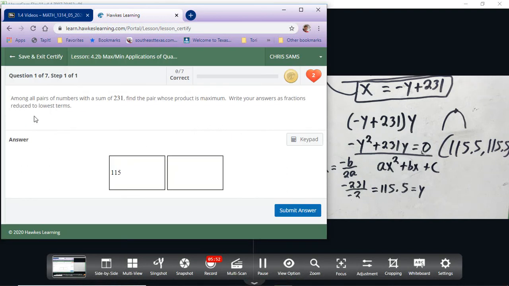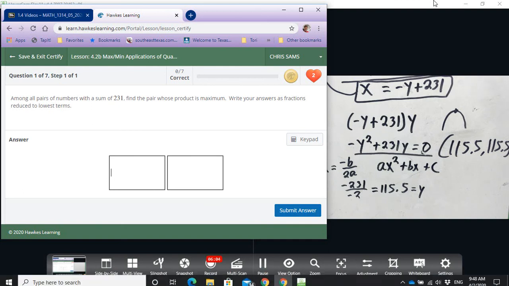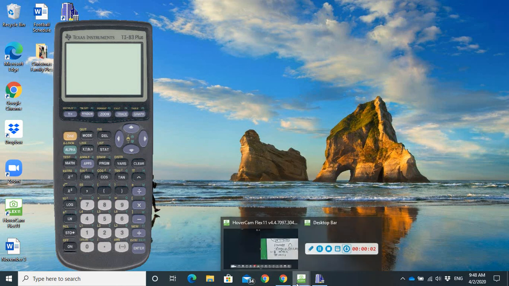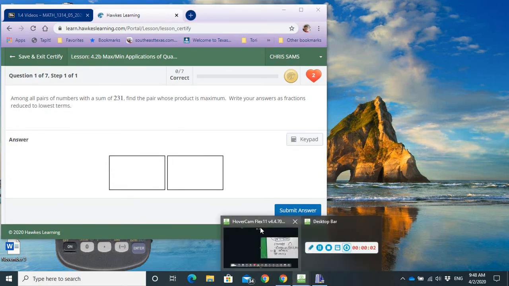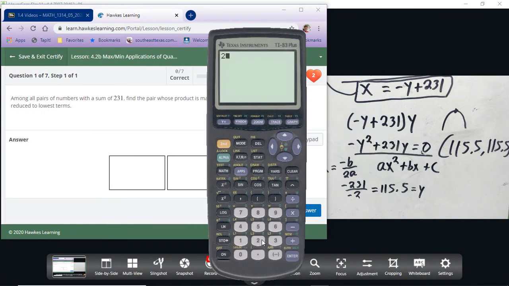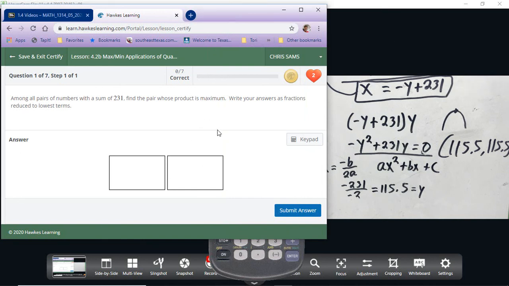Write your answers as fractions, reduce to lowest terms. Okay, so since we want it as fractions, we're going to have to leave it in this form, 231 over 2. That fraction will not reduce. Let's just verify it with the calculator. Okay, so I'm going to do 231 divided by 2. Okay, you get 115.5. If I do math, enter, to convert it back to a fraction, it stays as 231 over 2. So that's what it says. It would not let me do a decimal.